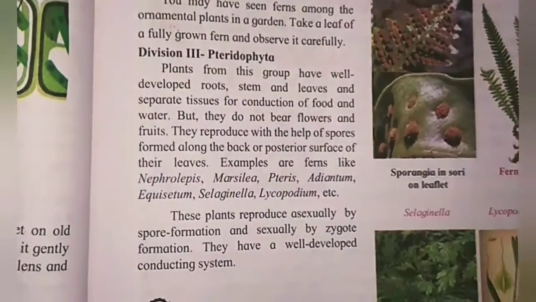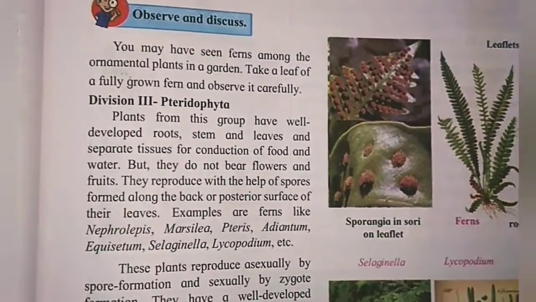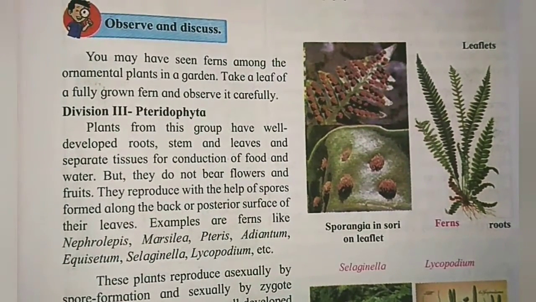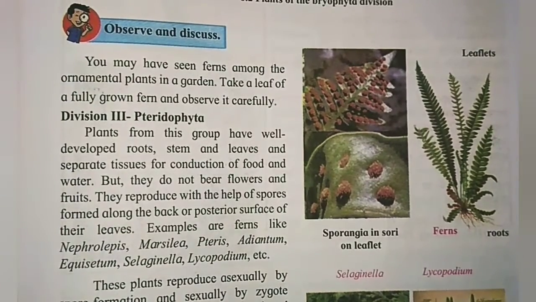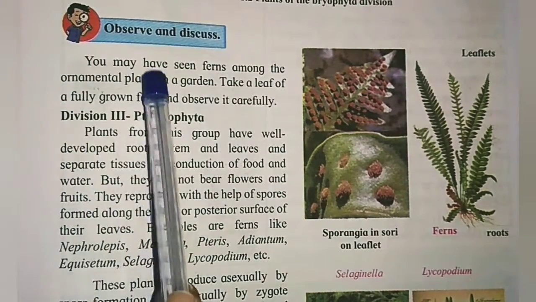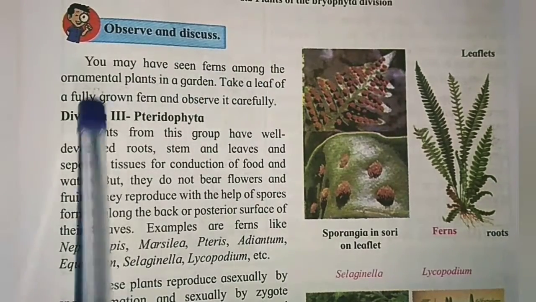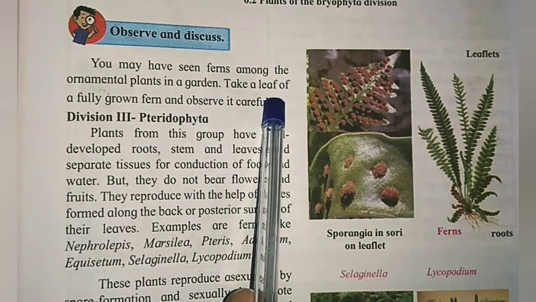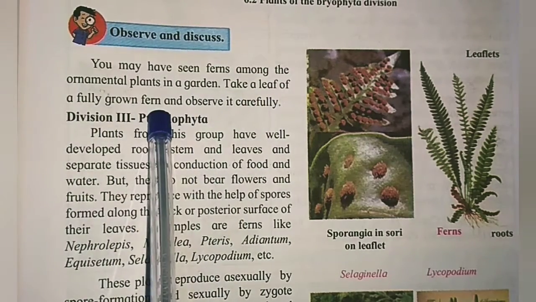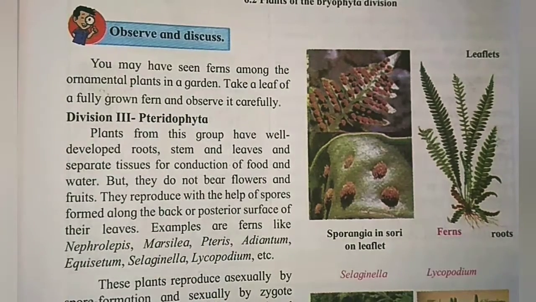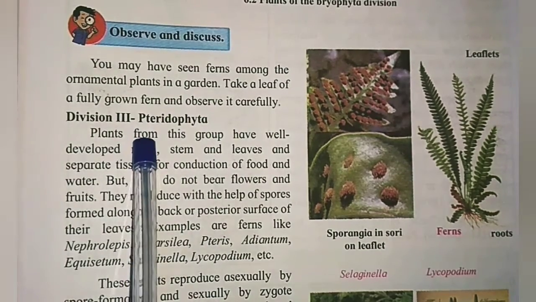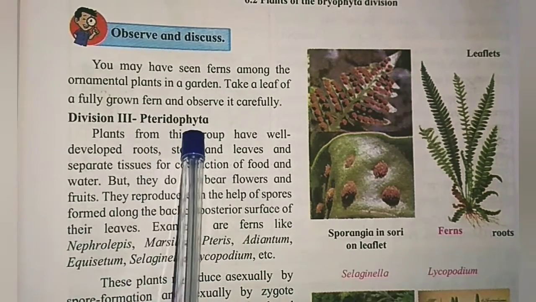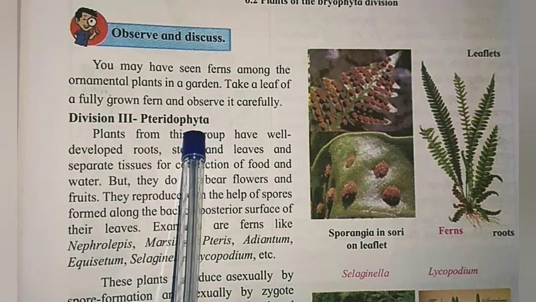Now see here, the third division we are going to see. You may have seen some ferns among the ornamental plants in a garden. Take a leaf of a fully grown fern and observe it carefully. So division third is Pteridophyta. Don't say P. P is silent here. So Pteridophyta. So what is Pteridophyta?